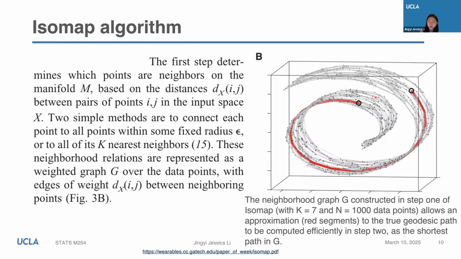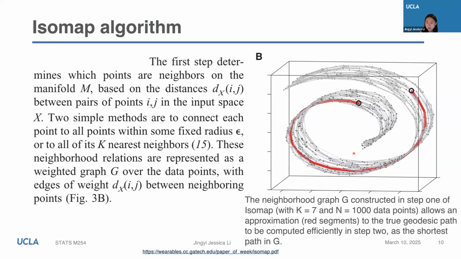So the KNN approach guarantees that each point is only connected to K neighbors, but the epsilon approach may differ, depending on how dense the region is with data points. If it's very dense, then within the epsilon ball, you may connect the point to many points. Otherwise, if the region is very sparse, you may only connect the point to very few data points, or even none.